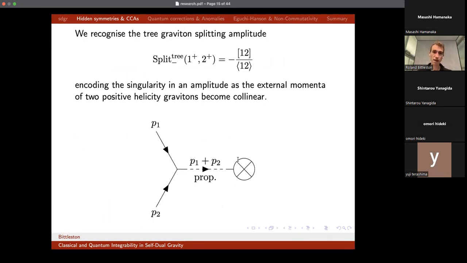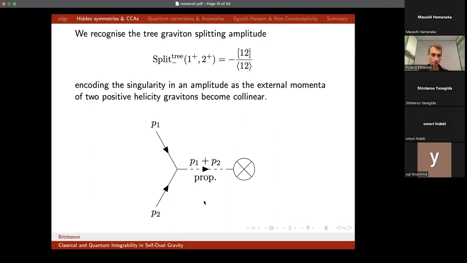So if you have some tree graviton amplitude, and we have two positive helicity external legs, I want you to imagine that this diagram on the slide is just some very, very small part of a very large Feynman diagram contributing to a tree graviton amplitude. And I want to take two positive helicity external gravitons, and I'm going to take their momenta, this P1 and P2, to become collinear. When I do that, the amplitude will in general have a singularity, and at tree level, that singularity has to come from a diagram of this type.